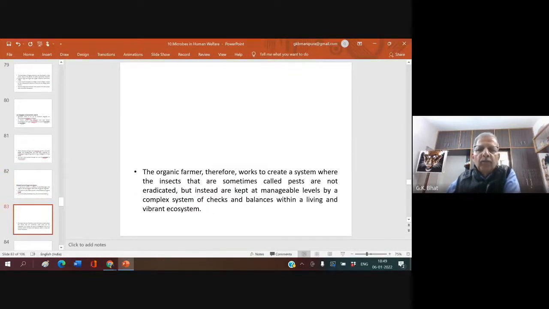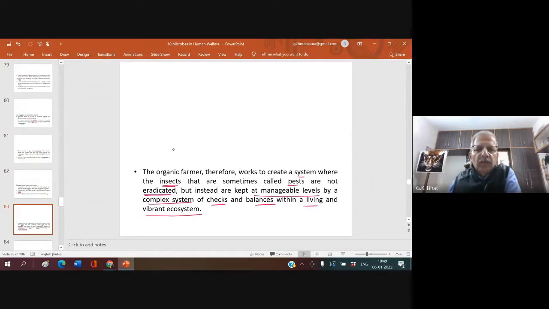The organic farmer, therefore, works to create a system where the insects that are sometimes called pests, which create some harm to us, are not eradicated completely, but instead are kept at a manageable level by a complex system of checks and balances within a living and vibrant ecosystem.